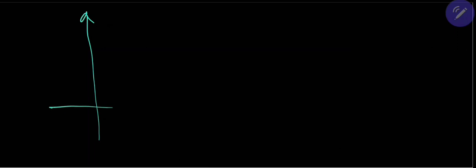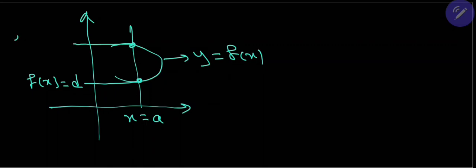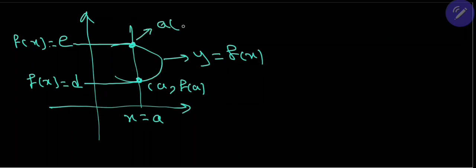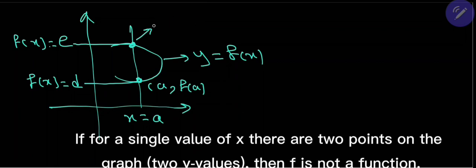We can also see this on a graph. If for a single value of x there are 2 points on the graph, 2 y values, then f is not a function.